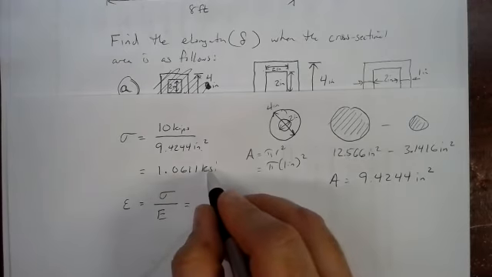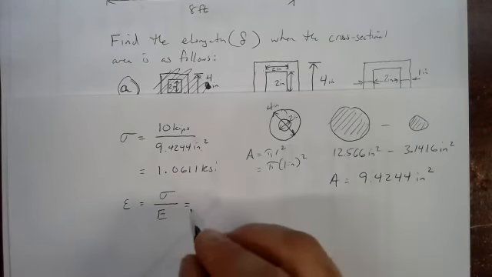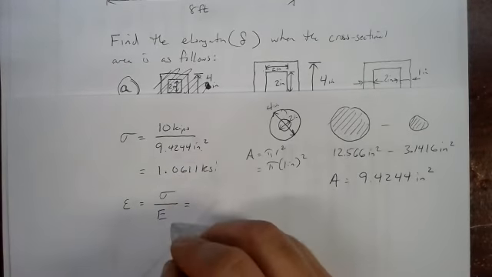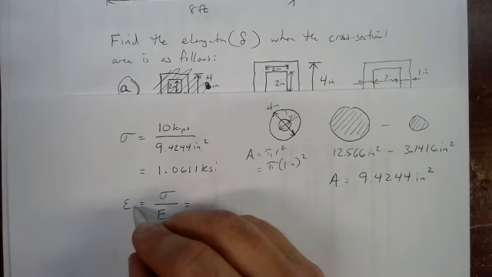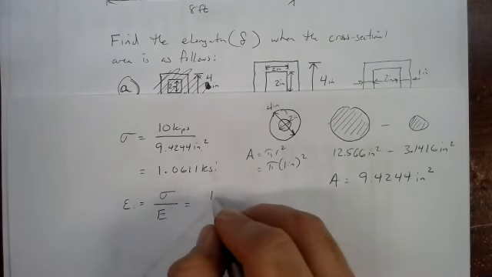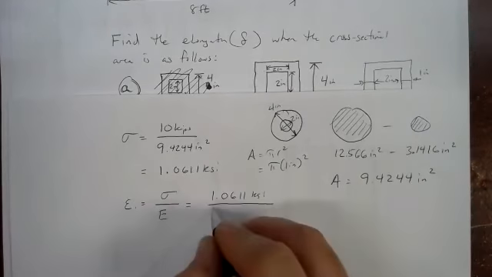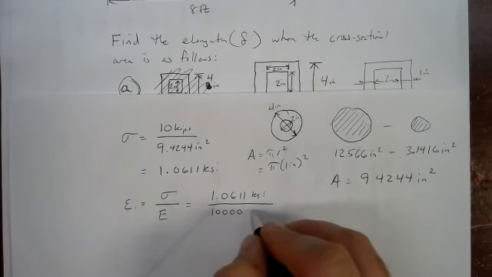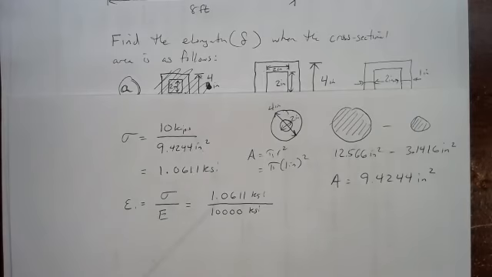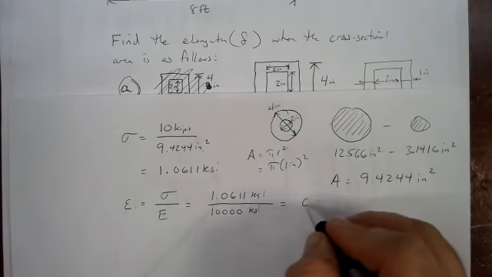So that tells us how to turn our stress into strain, to tell us how much that force for this material turns into a stretch. So we've got 1.0611 KSI. Just like the other two problems, we've got to divide by 10,000 KSI rather than MSI.